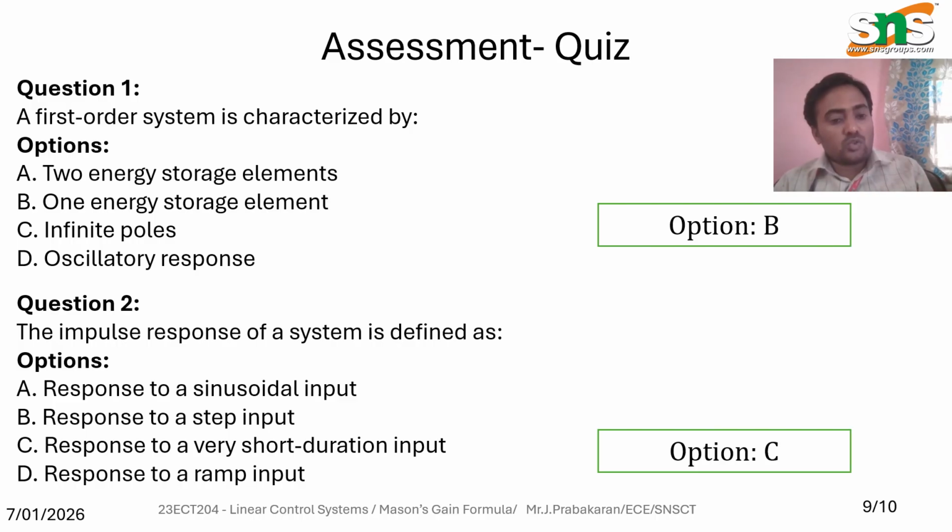And second question is, the impulse response of a system is defined as. First option is a response to a sinusoidal input, second option is response to a step input, third option is response to a very short duration input, and fourth option is response to a ramp input. Which one is correct? Option C is the correct option. Response to a very short duration input.